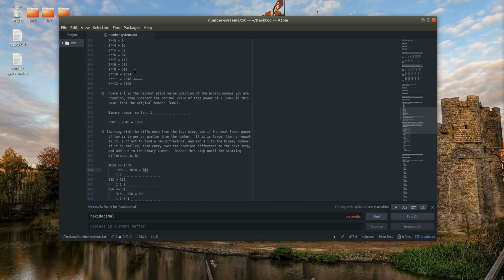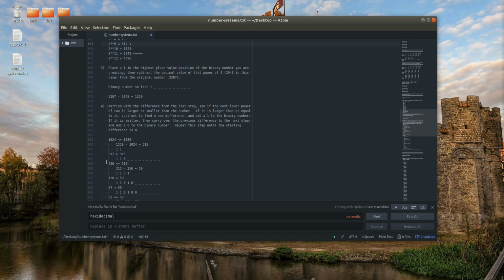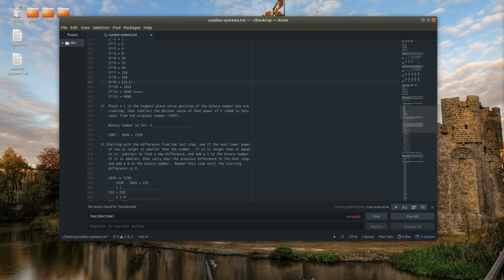Okay, we go to the next power of 2, which is here. Alright, 512. So 512 is not less than or equal to 315, so we just put a 0 and go to the next step. We still have 315 as the number we're trying to represent. Go to the next power of 2.